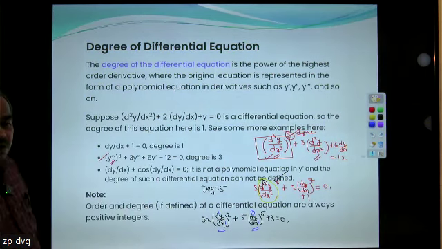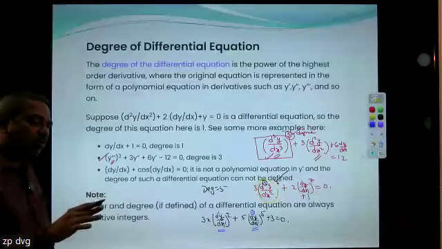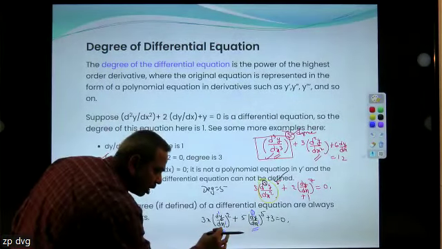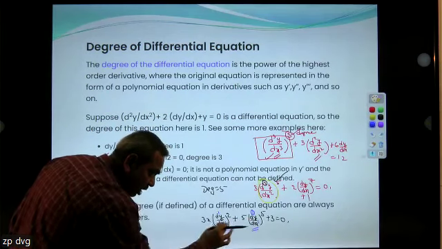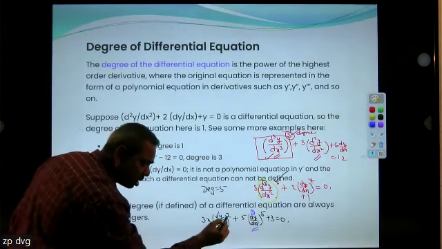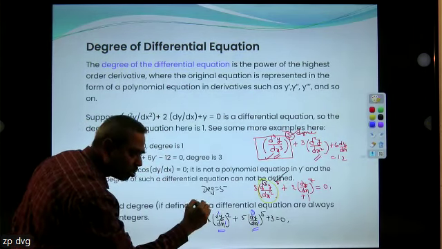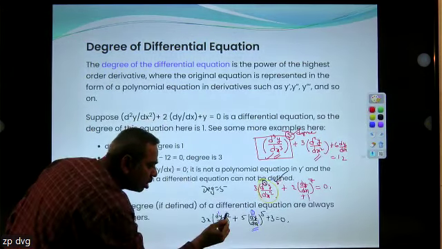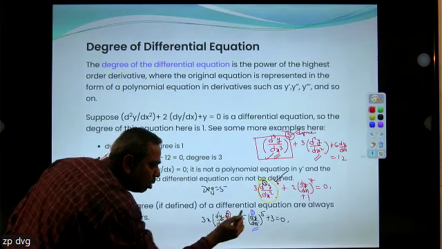Now the degree is the highest power of the highest order derivative. Now tell me, this itself is the highest order derivative, dy by dx. So dy by dx and dy by dx are both the highest order derivatives here, the same. Now tell me, for this, what is the power here? The power of the highest order derivative is called degree. So what is the meaning of this degree? Now tell me, what is the power here? 2.